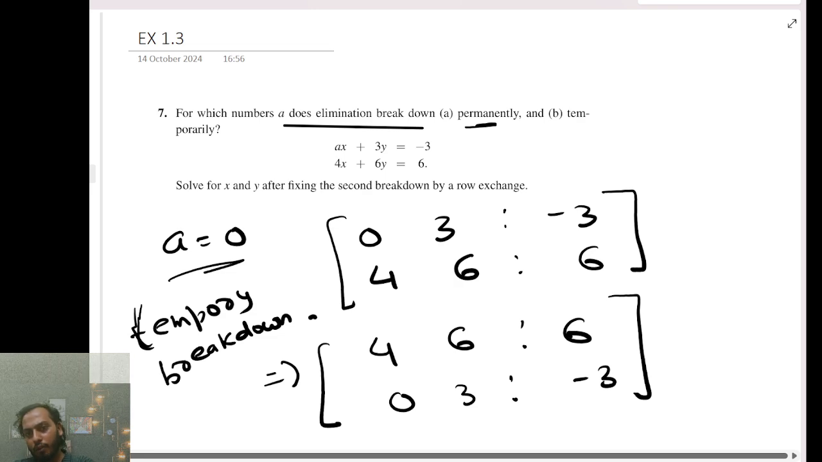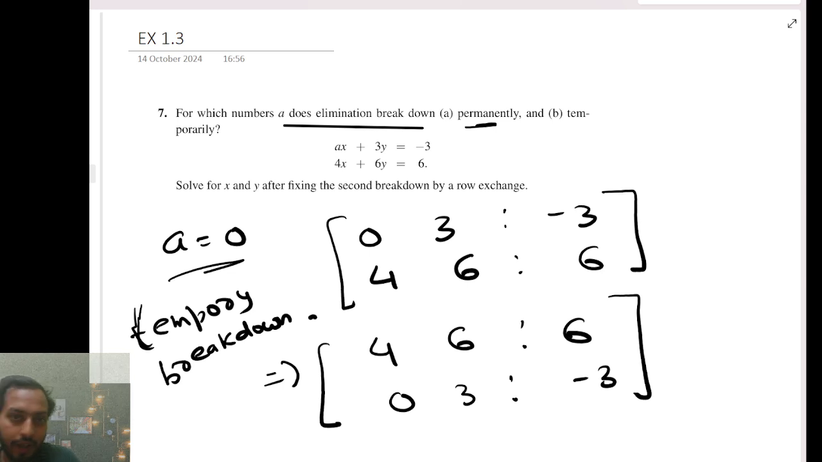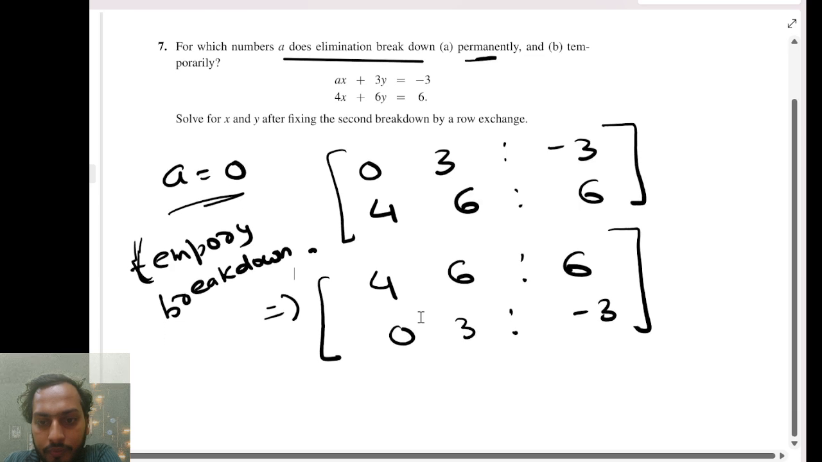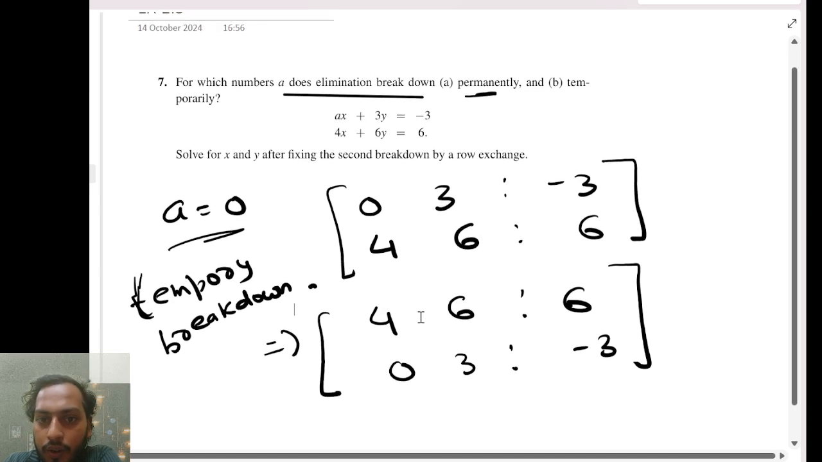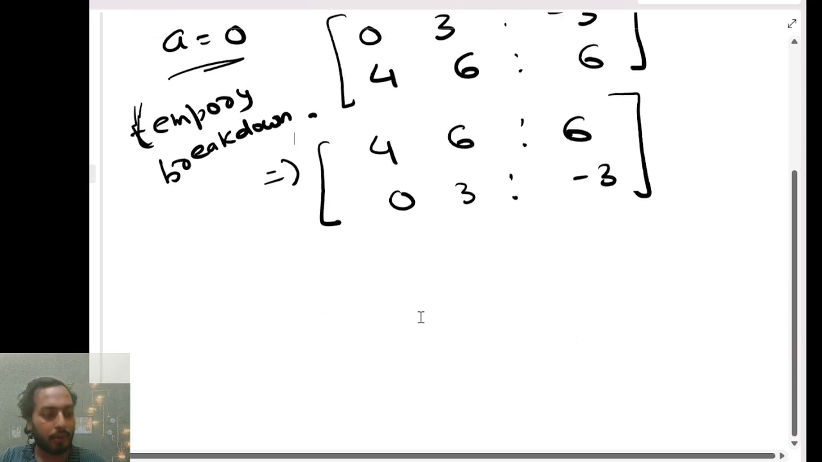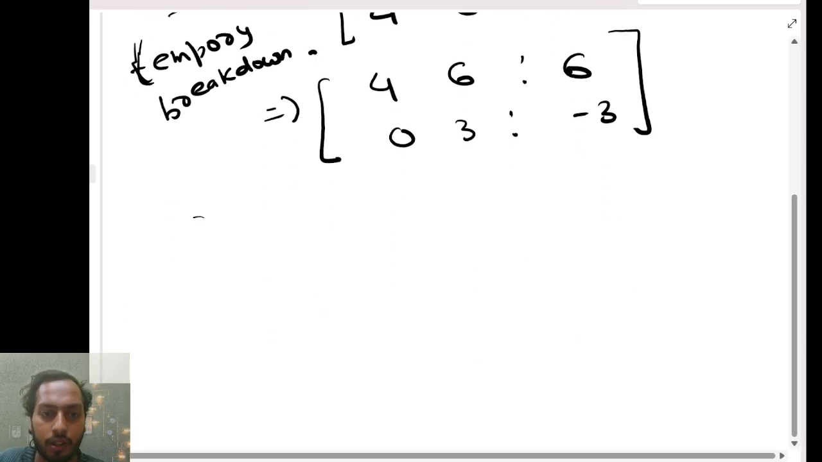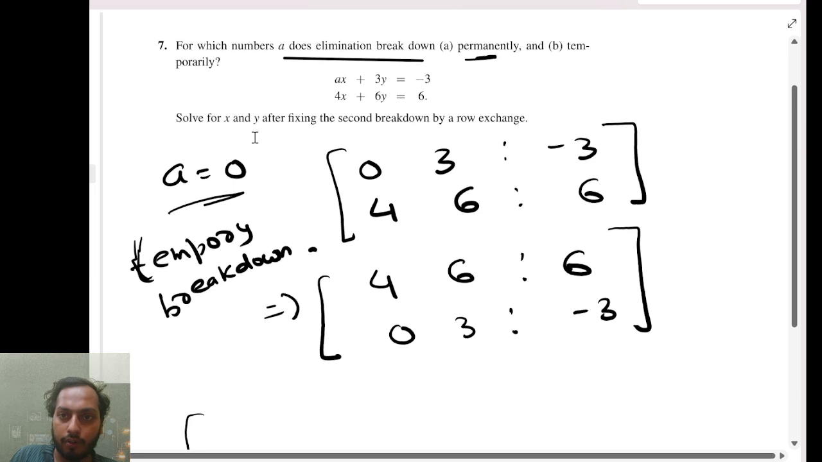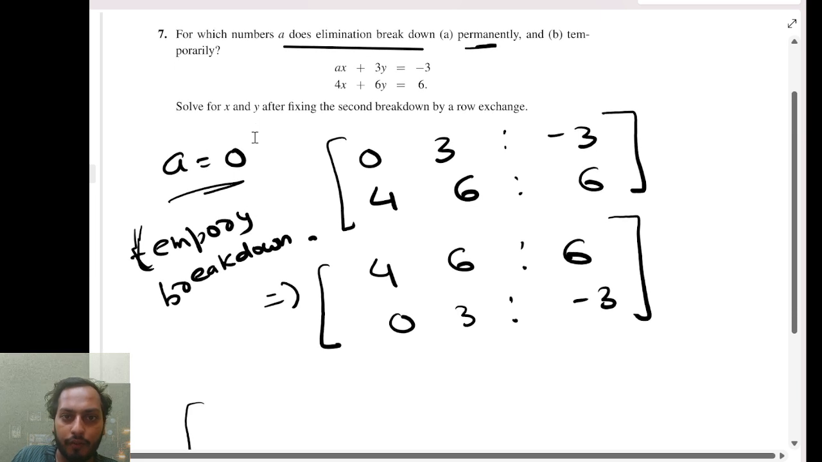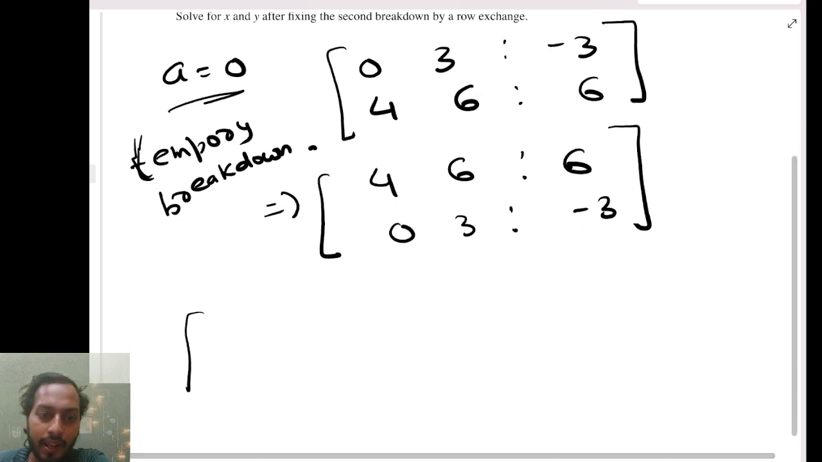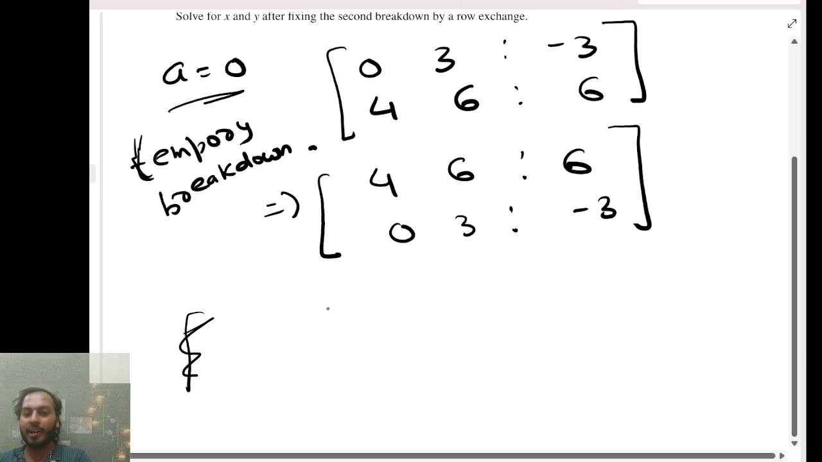But they're asking for when I will get a permanent breakdown. So according to you, when will I get a permanent breakdown? Okay, let me write down my matrix again. They're also asking to find a solution: solving x and y for the second breakdown with a row exchange. If it is a temporary breakdown, can I solve it first? Then I will come to the permanent breakdown.